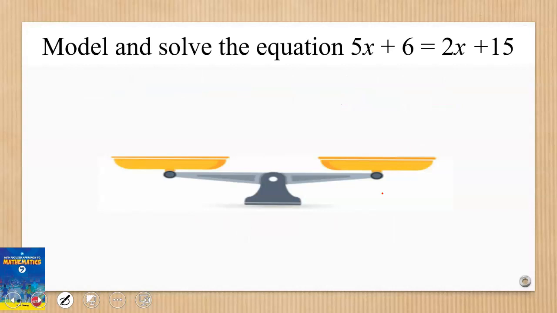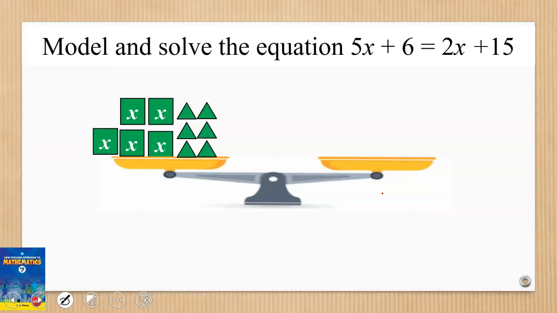This is our balance, and it's like a scale. And so we have the equation 5x plus 6 equals 2x plus 15. And we have to model and at the same time solve. So let's model the 5x. 5x means we are going to have 5 of the green x because it's positive. And then 6 also means that we are going to have 6 of the triangles as positive.